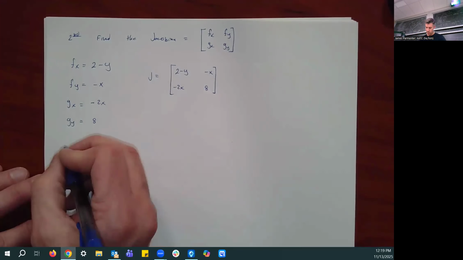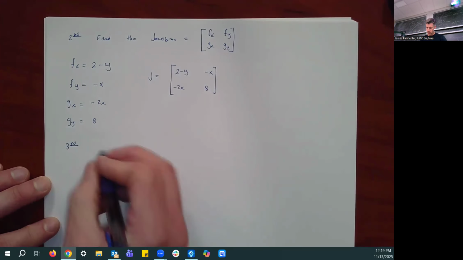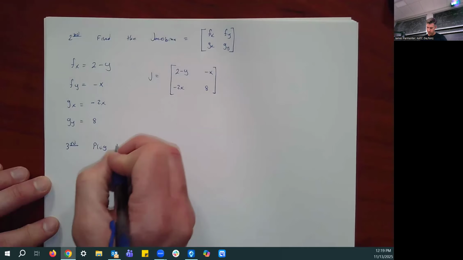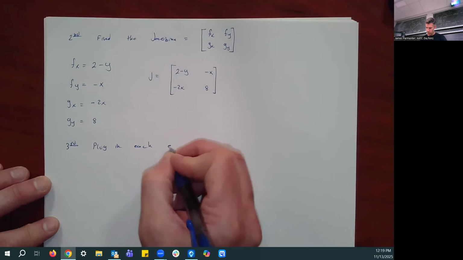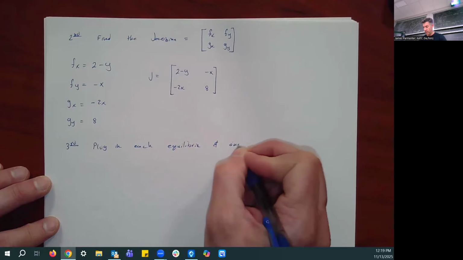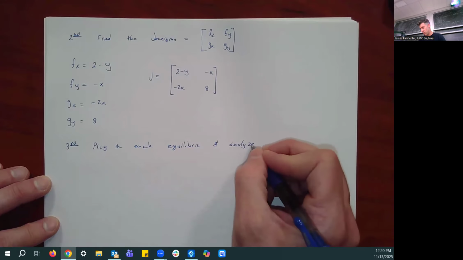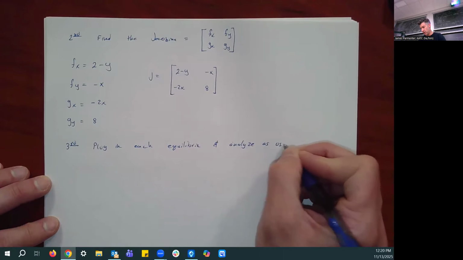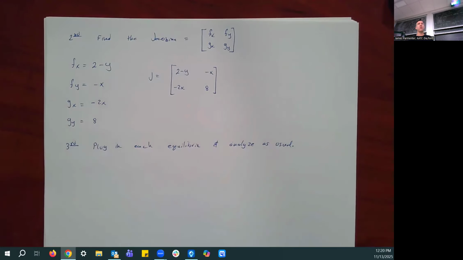In step 3, plug in each of your equilibria and analyze the matrix. I'll say analyze as usual, meaning you can either use the trace determinant method or you can find the eigenvalues. I would generally default to still finding the eigenvalues. To me, that just always feels like the easier thing to do.